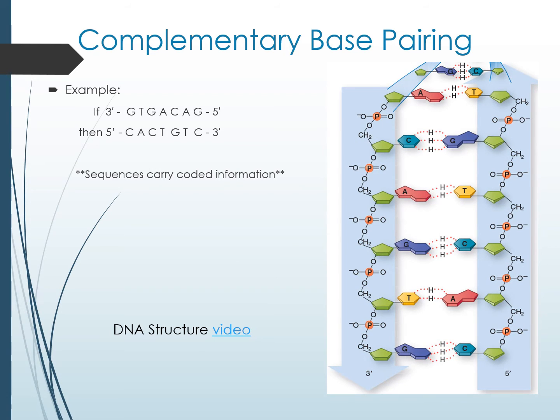If one strand of DNA is starting at the 3' GTGACAG, its complementary 5' to 3' sequence would be CACTGTC. These sequences carry coded information that tell the cell, and therefore the body, what and how to function. Watch the linked video for an animated version of DNA structure.